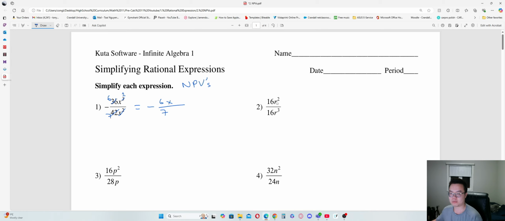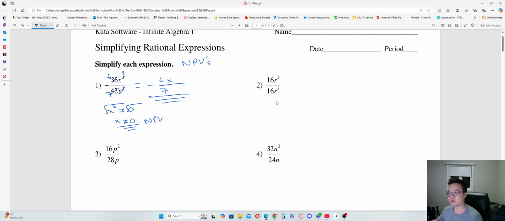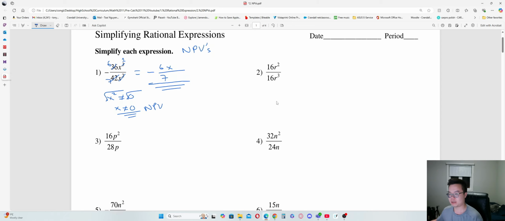Now we need to state the non-permissible value, because in the final answer we do not have x, but we need to state what they gave us initially in the question, because they give us the x value here. So therefore, we're going to put x squared not equal to 0. Then I square root both sides, and I will have x is not equal to 0. So that's my NPV. Again, NPV is where the number cannot be 0 in the denominator.